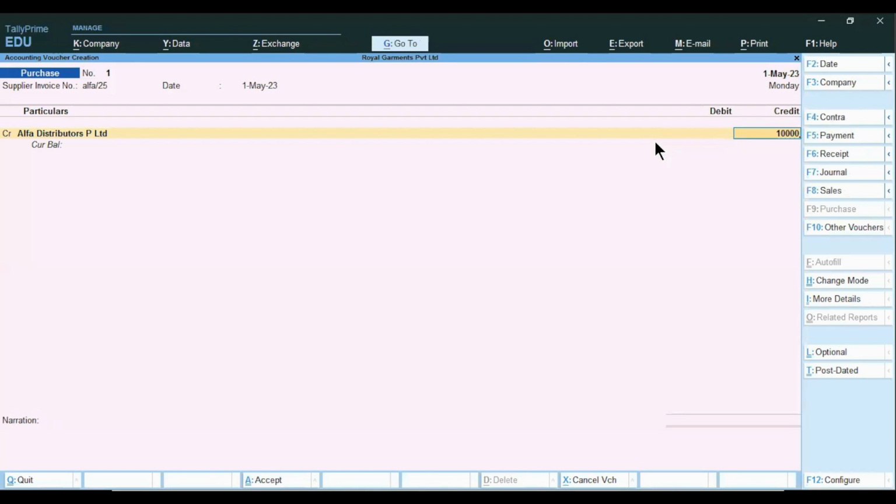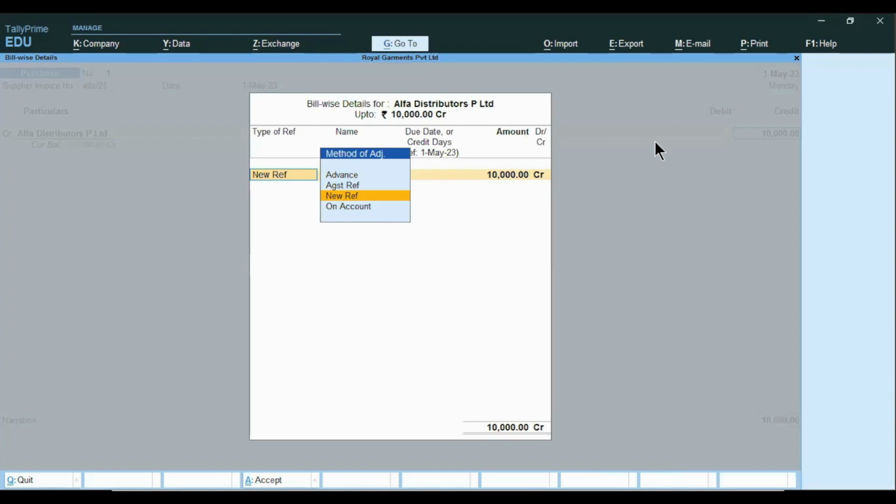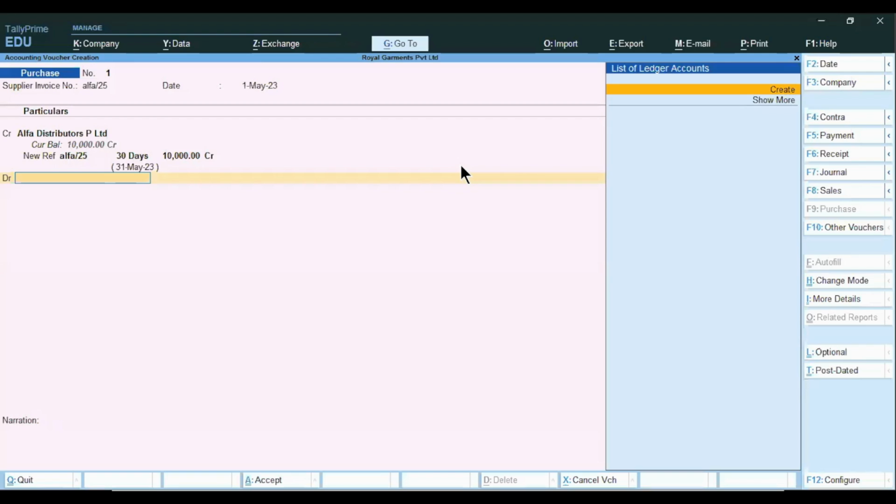So we have purchased goods of rupees 10,000. Here it asks for new reference, which is already given in the background. We have already supplied the supplier's invoice number. It takes automatically the same number as a reference number. Enter. Suppose due date is 30 days. Enter. So 30 days from this date, that is 1st of May. Starting from 1st of May, it adds 30 days, and 31st May will be the due date for us to pay the money. Enter. Enter.